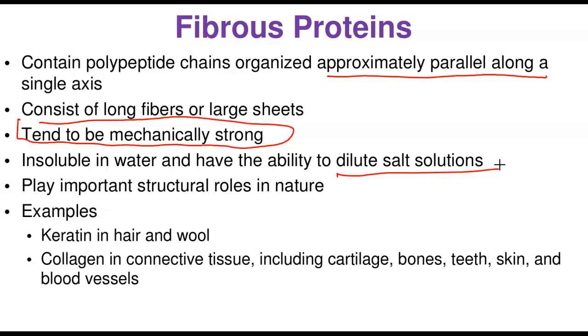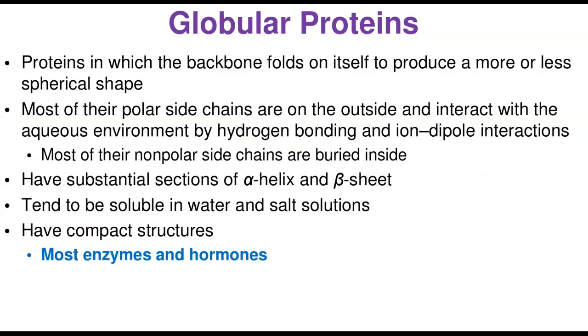A good example of where we can find this is keratin in hair and wool, and we can also find collagen in connective tissue, including the cartilage. You can find it in the bones, in the teeth, in the skin, and the blood vessels. These are places where we find strong fibers, which form part of the structural component of the body. On the other hand, the globular proteins, from the name, form globules.